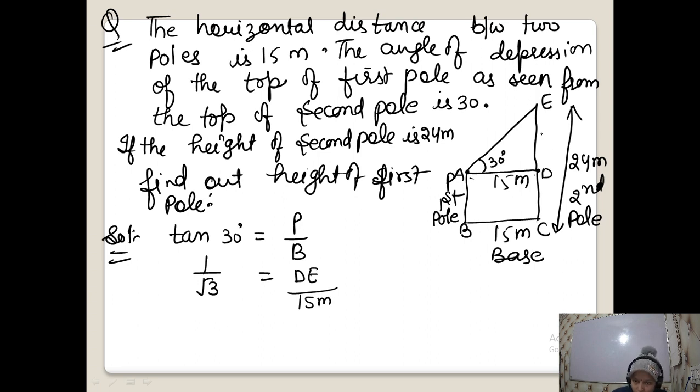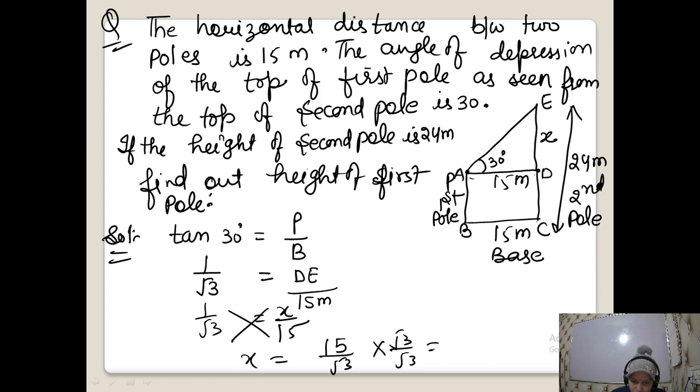First of all you have to find this value, that is known as x. 1 by root 3 is equal to x over 15, by cross multiplying you get 15 over root 3. When we rationalize this, we get 15 multiplied by root 3 over 3. 3 fives are 15, so 5 root 3. When we substitute the value of root 3, that is 1.73, we find 8.66 meters. That is the height of DE.